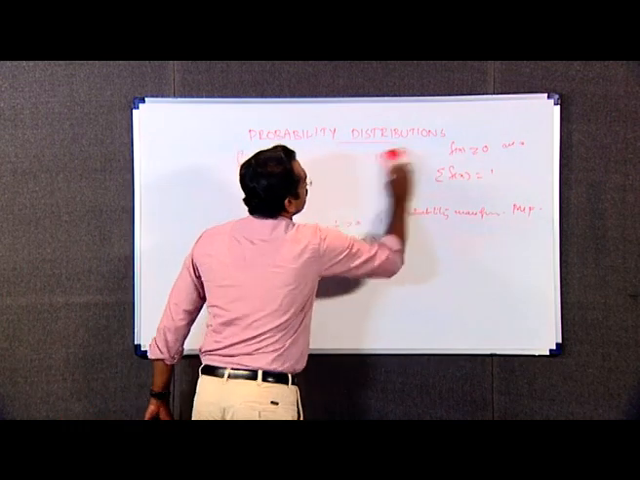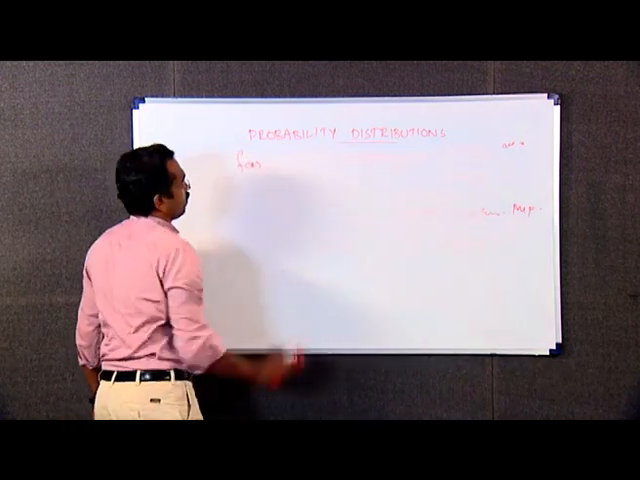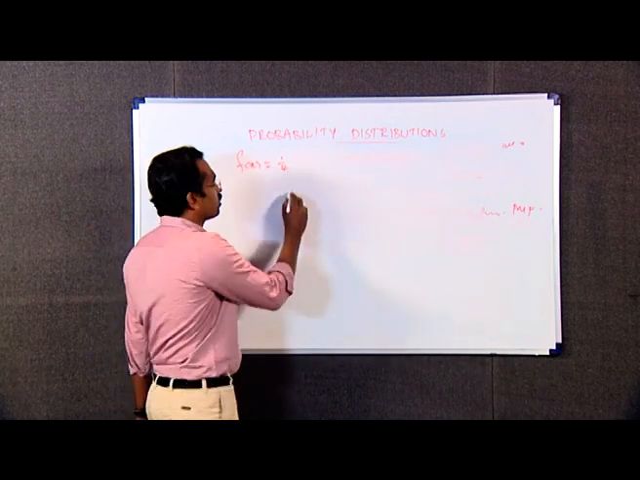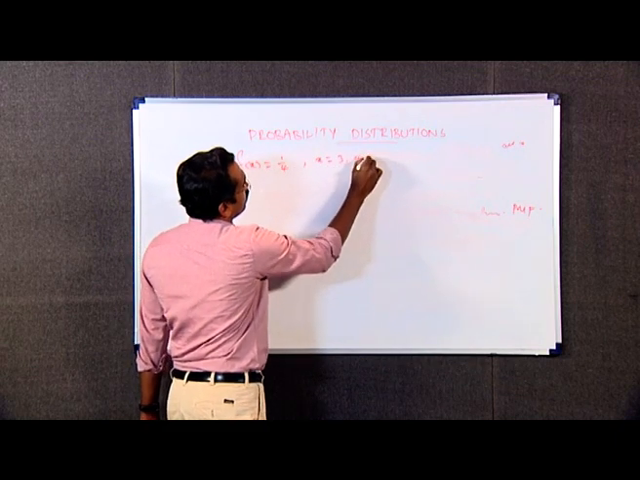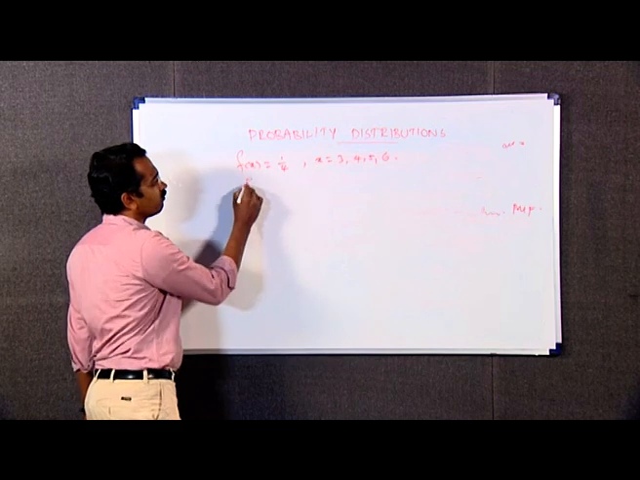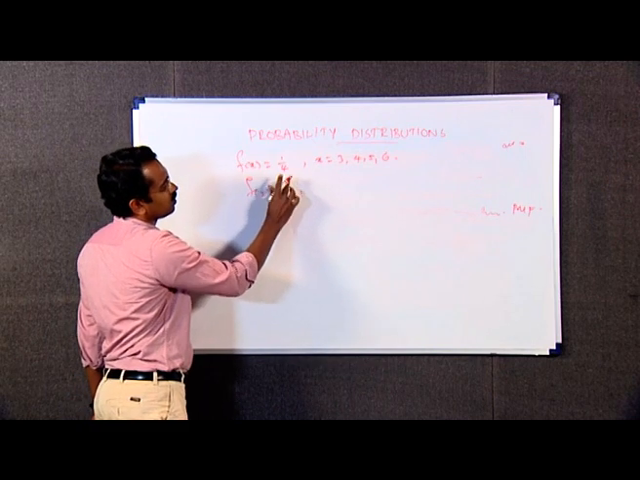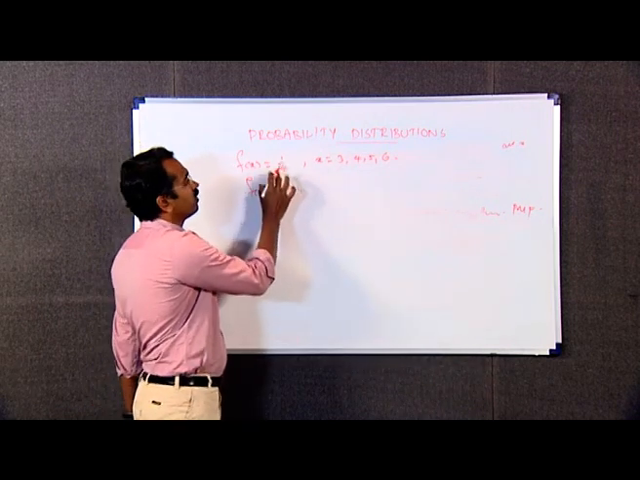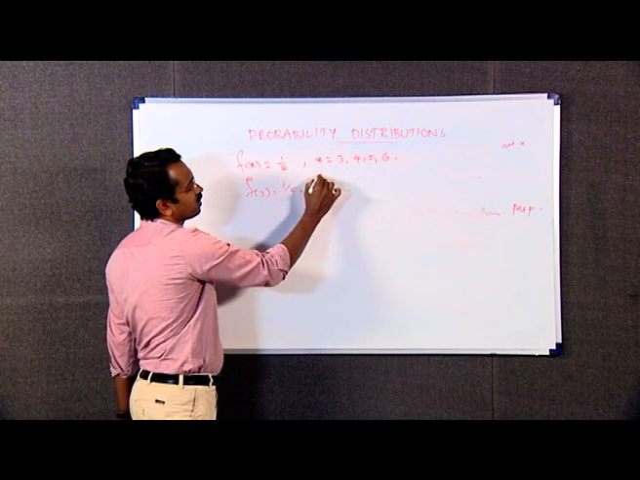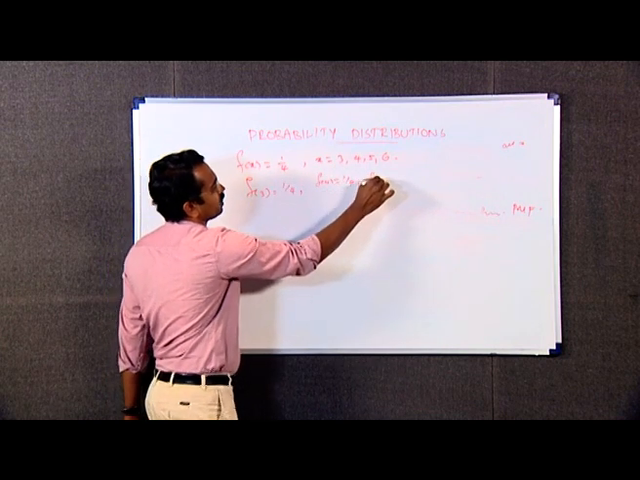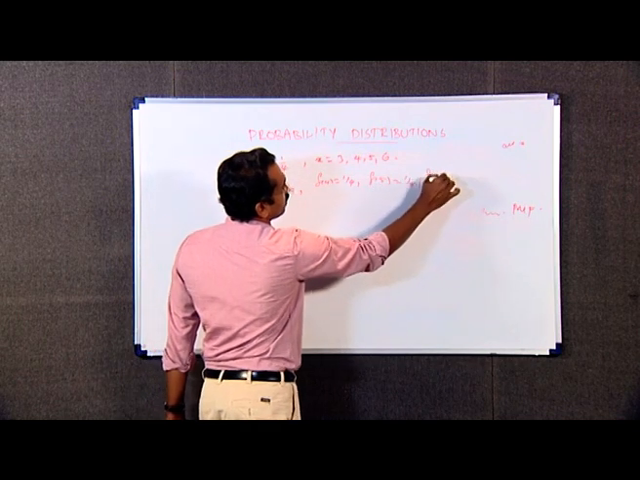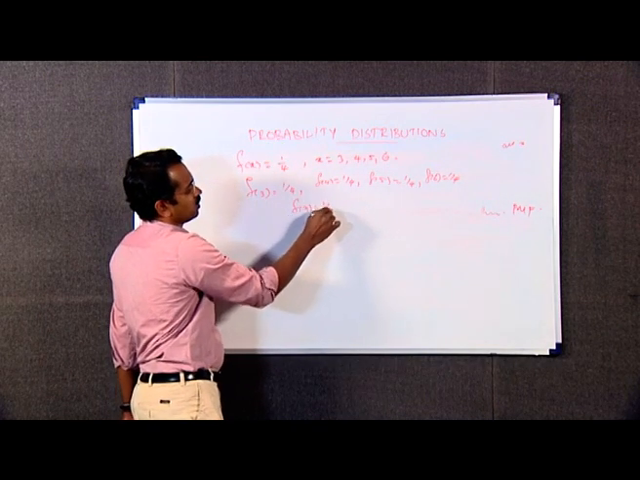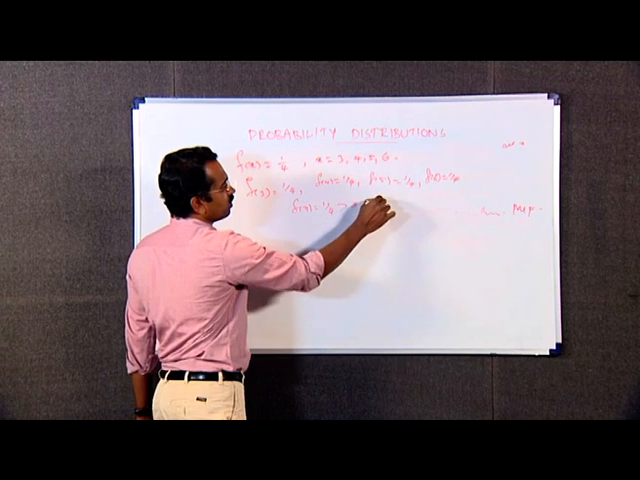Consider another example. F of x is equal to 1 by 4 for x equal to 3, 4, 5 and 6. Here f of 3 is equal to 1 by 4, because f of x equal to 1 by 4 is a constant function. Therefore, f of 3 equal to 1 by 4, f of 4 equal to 1 by 4, f of 5 equal to 1 by 4 and f of 6 also equal to 1 by 4. 1 by 4 is greater than 0. Therefore, f of x is greater than 0 for all values of x.